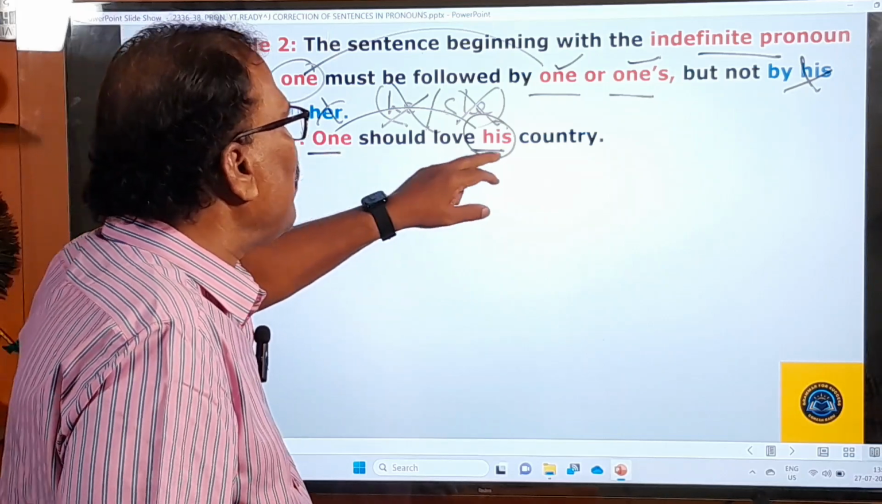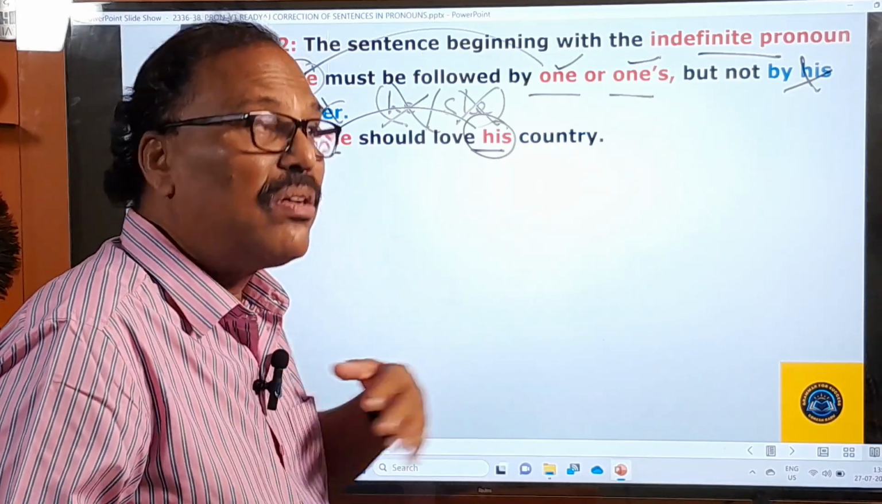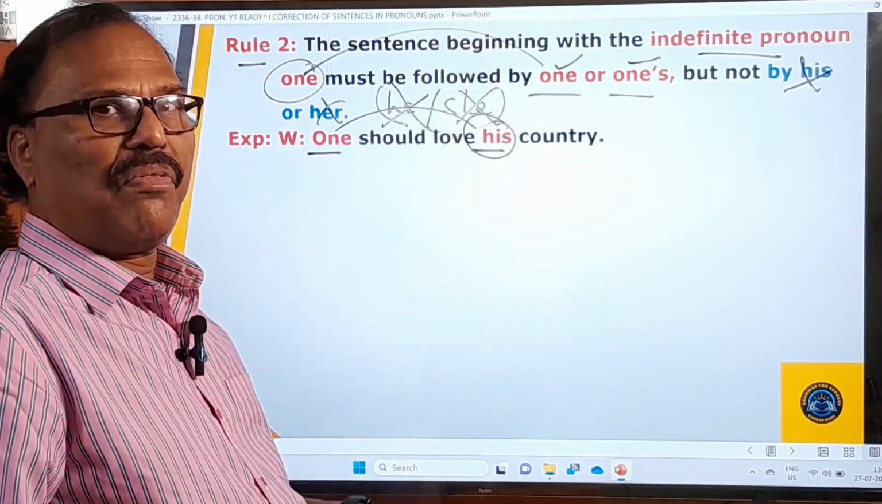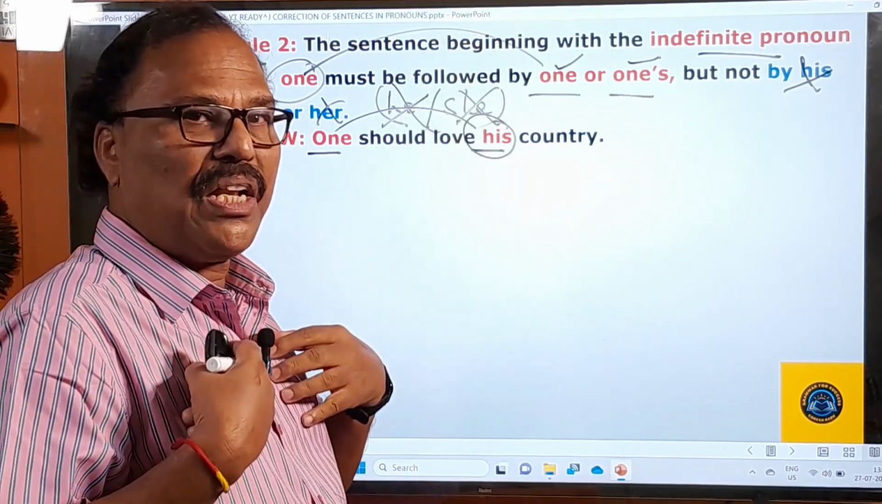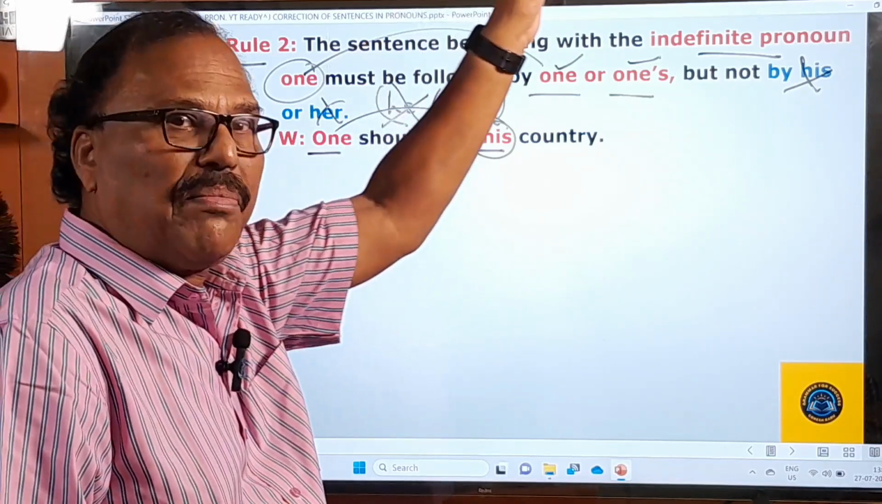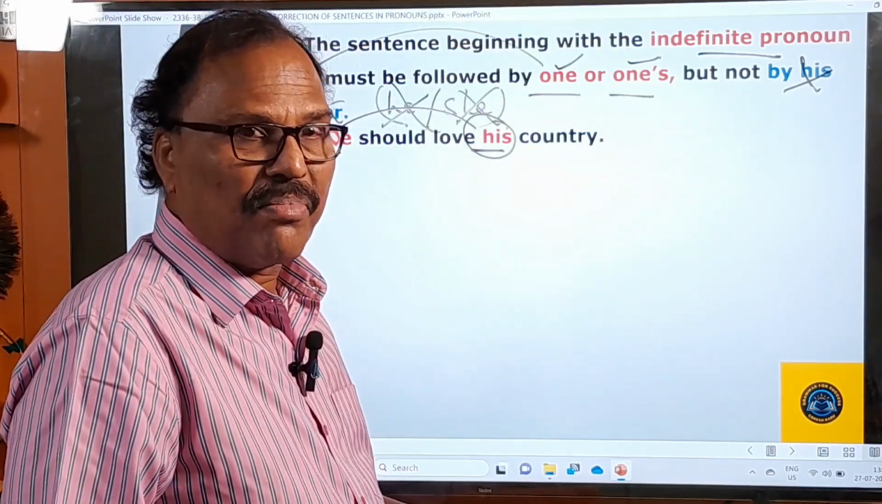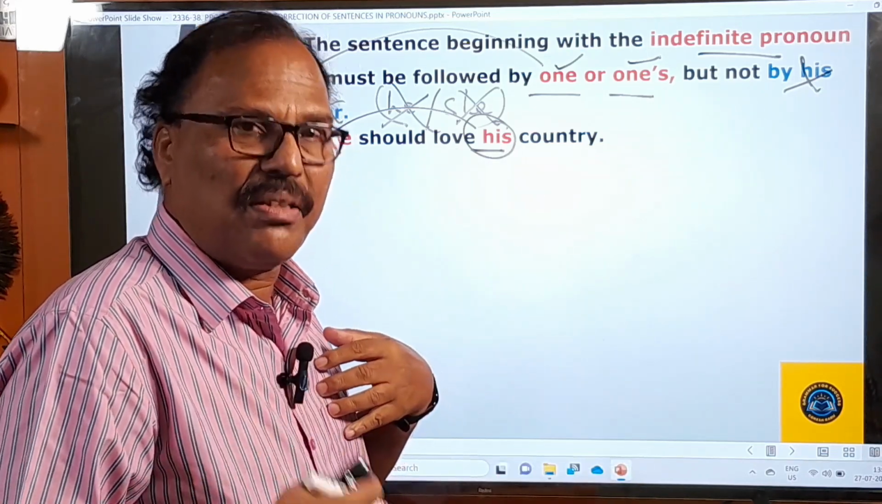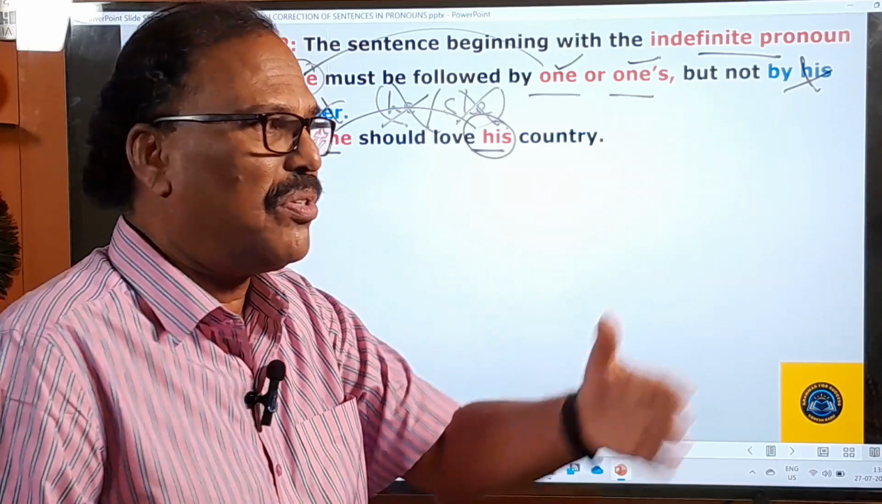"One should love his country" means one should love somebody else's country. That means somebody's country. Why should I love somebody's country? So that's the meaning here. I should love my own country. You should love your own country. He should love his own country.